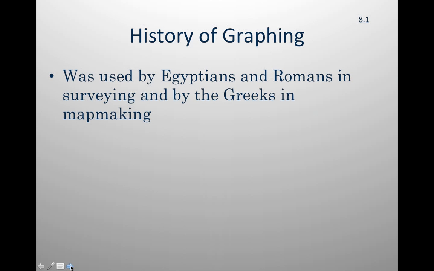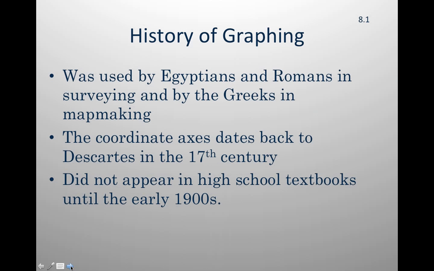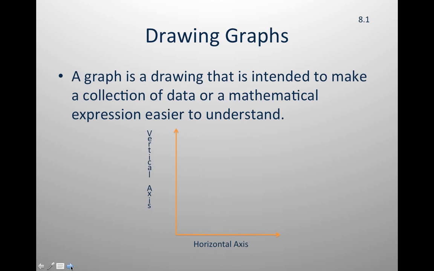Okay, so graphing. A little bit about the history of graphing. Graphing's been around a while. The Egyptians, the Romans, and the Greeks used it for surveying and map making. The rectangular coordinate system, as we know it, or the Cartesian coordinate system, was first discovered by the mathematician Rene Descartes around the 17th century. It didn't show up in high school books until around the 1900s.